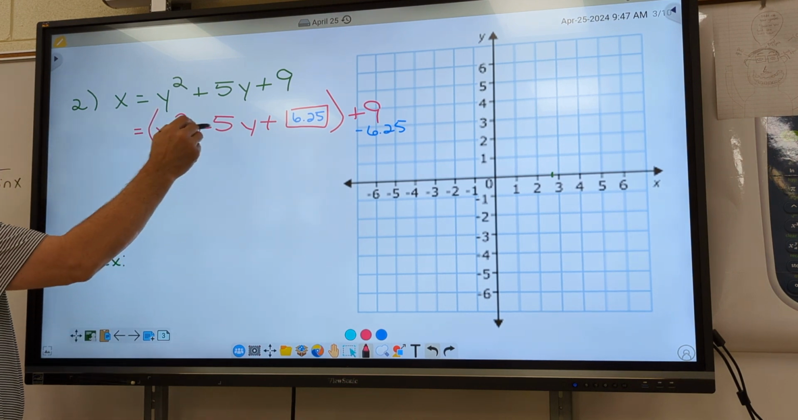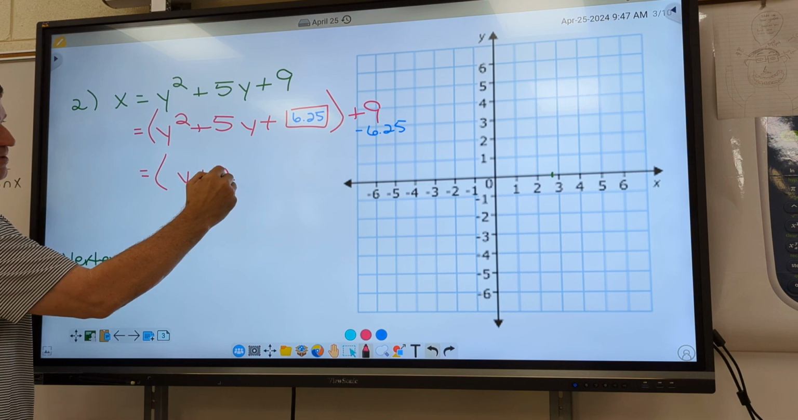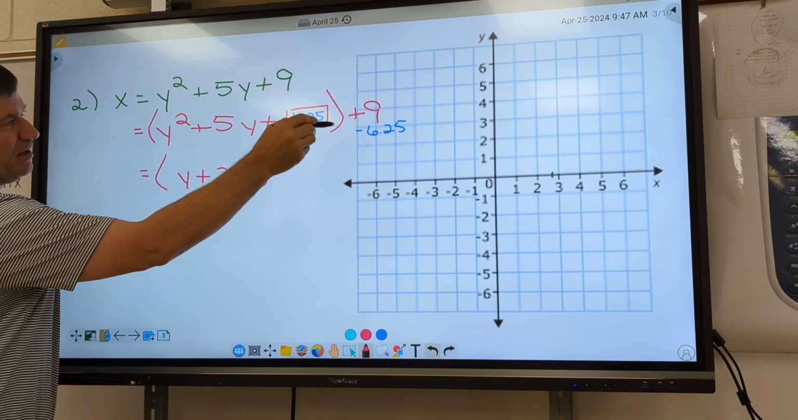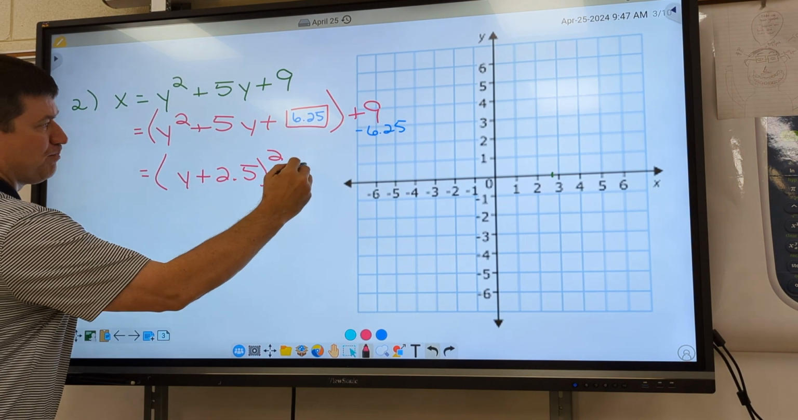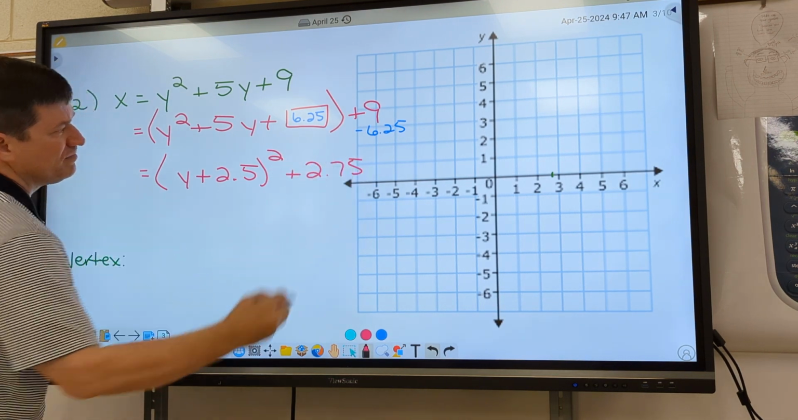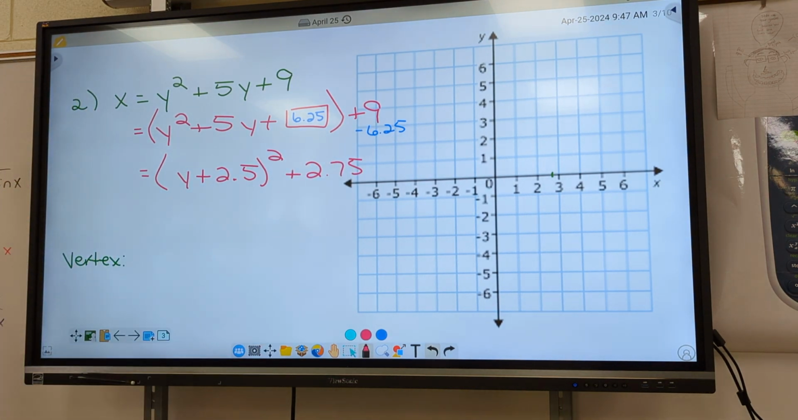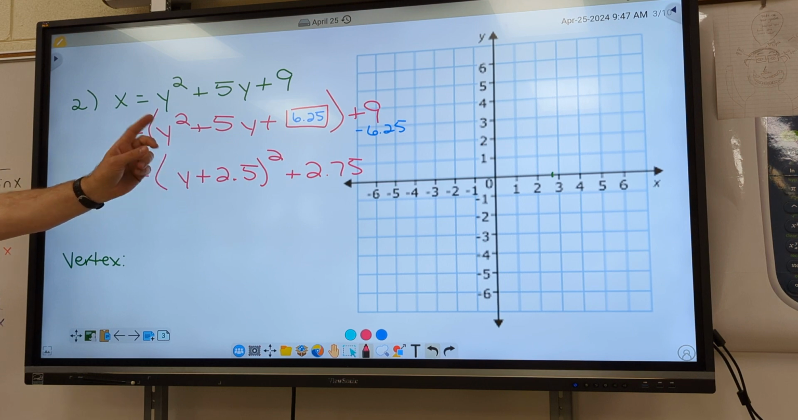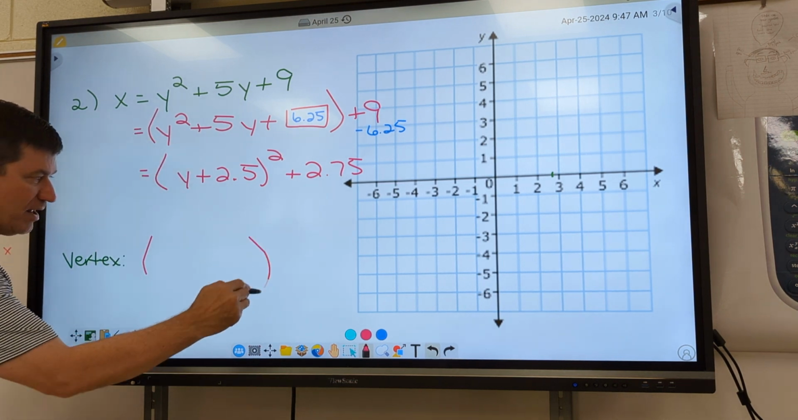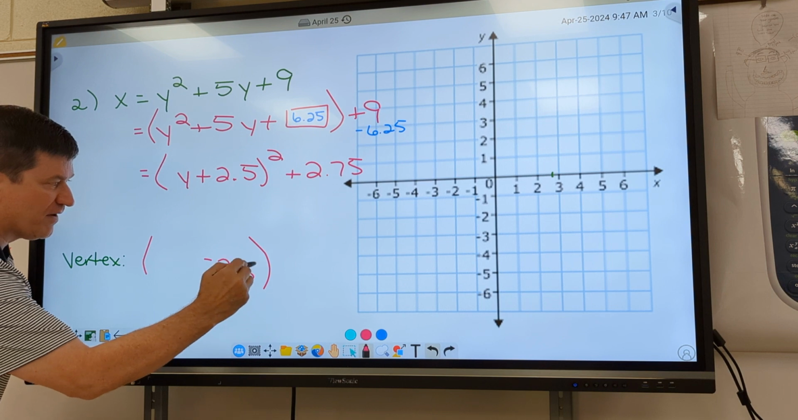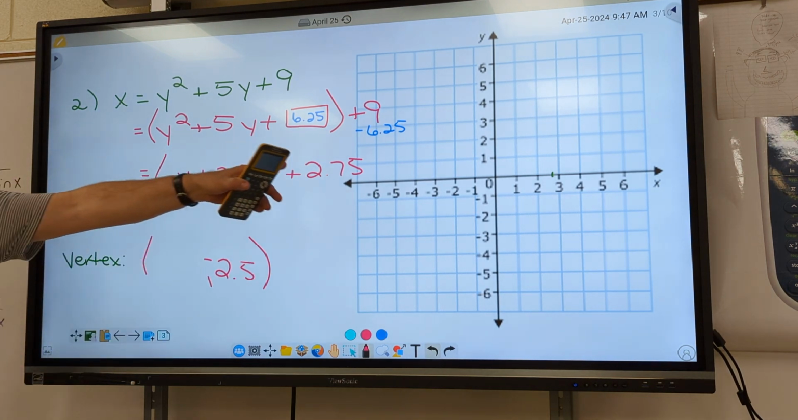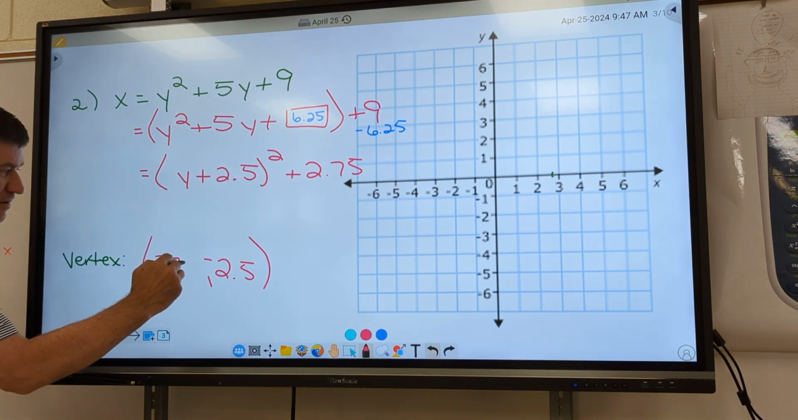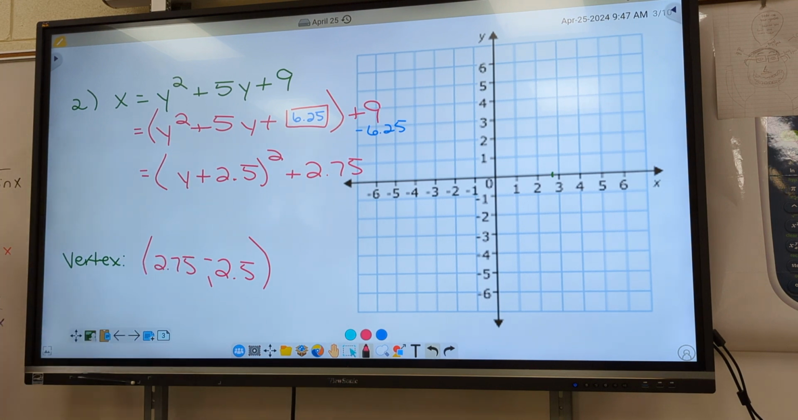All right, so just take half of 5, so it'll be y plus 2.5 squared. And I'm guessing that's plus 2.75 maybe? All right, so now remember, here's one of your changes here. When you write your answer for your vertex, when you flip this side, you get negative 2.5, right? Where does it go? In the second spot. Negative 2.5. So 2.75 is your x. So we've got decimals everywhere on this one.